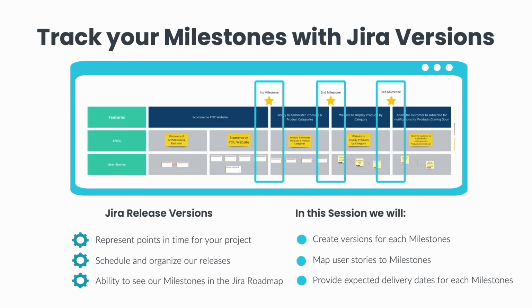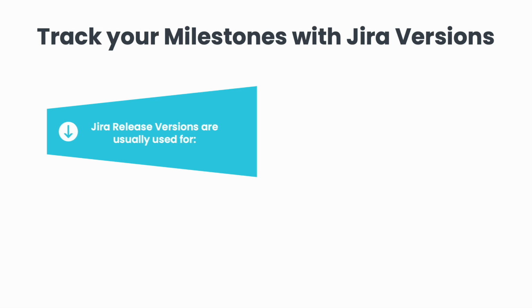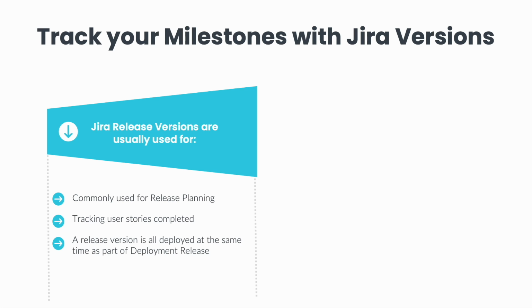I do want to call out and acknowledge that we will be using this Jira Version functionality to track our milestone in a conceptual way, which is slightly different from what this functionality was intended for. Let me explain. Jira Versions are commonly used for release planning for the purpose of tracking user stories completed. All the work under a release version is usually all deployed at a time as part of deployment release to production. Each version released is usually communicated by the product lead as release notes to stakeholders and consumers.